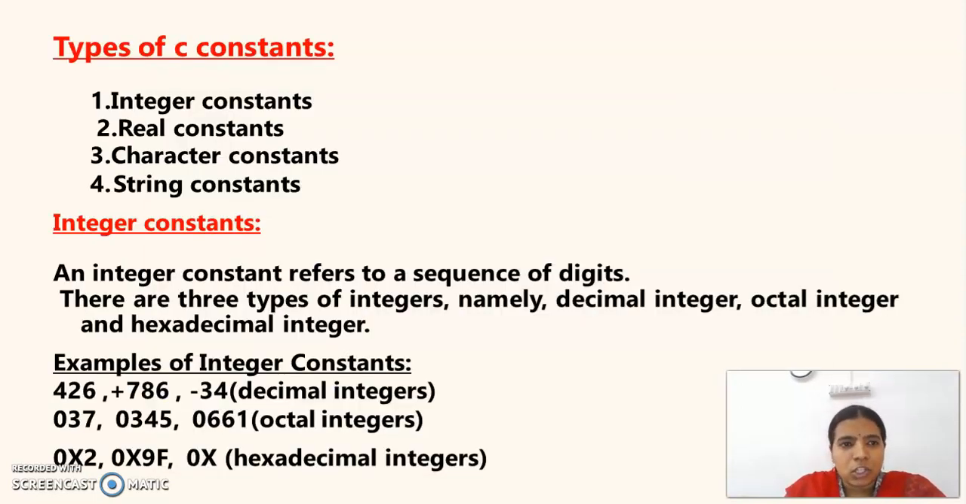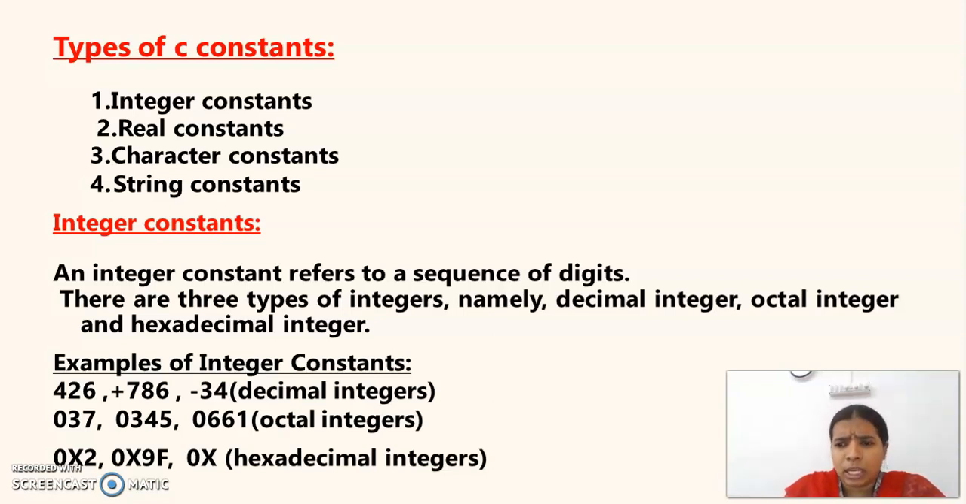Types of constants: integer, real, character, and string, we have seen just now. So what are integer constants? Integer constants refer to a sequence of digits. There are again many types of integer constants: decimal constants, long integer constants, octal constants, and hexadecimal constants.